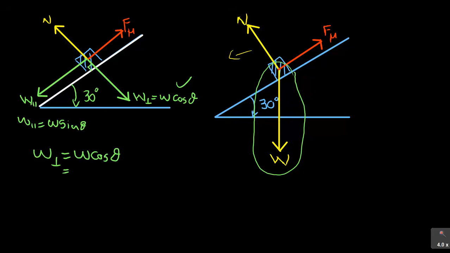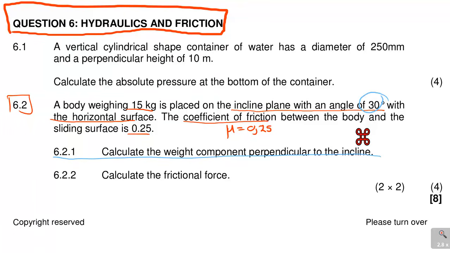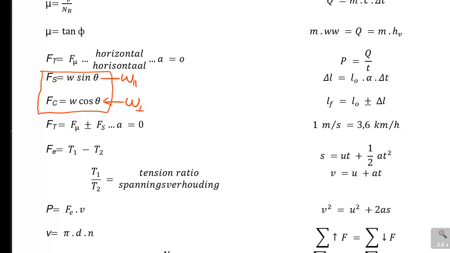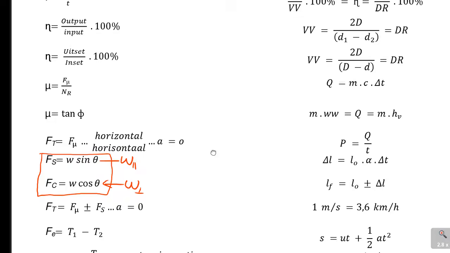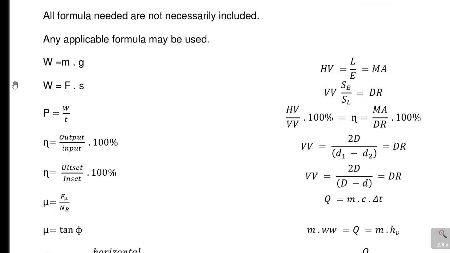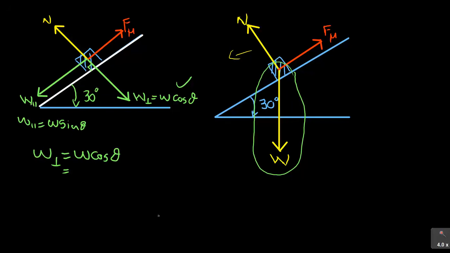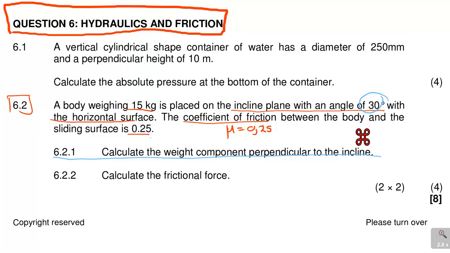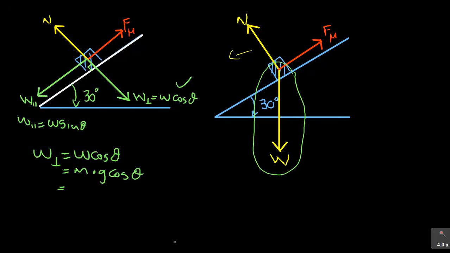Now we know what W is again. You come to the formulas here to find W. On the formulas, you can see the formula for weight is M times G. So that is the formula for weight. If I come here and say where there is weight, I put M dot G cos theta. So this is how the formula becomes. Now what is the M? They told us the mass of this body is 15 kg. So our M is 15 times our G.